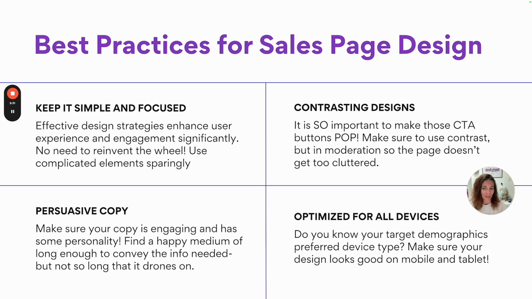So persuasive copy is really key. So find that happy medium of something that's long enough to convey the info needed, but not so long that it goes on forever and repeats the same thing 100 times, because we don't need to do that. And then of course you want to make sure it's optimized for all devices.